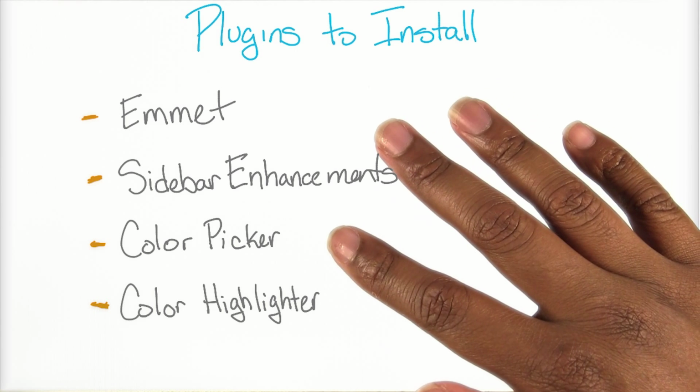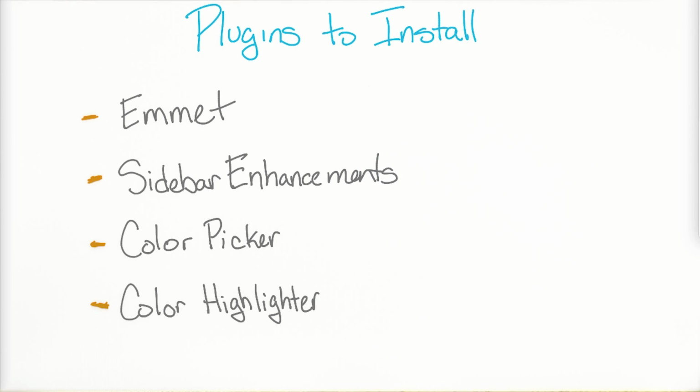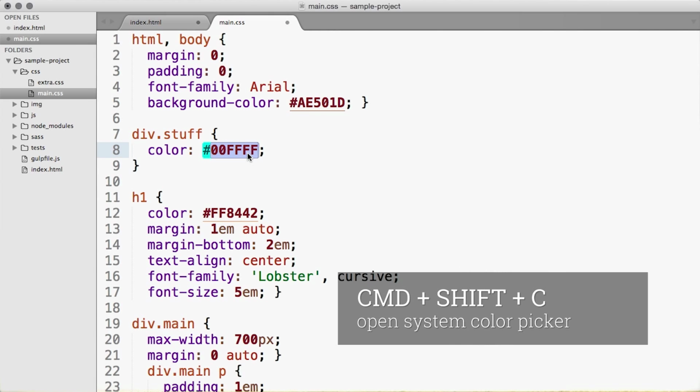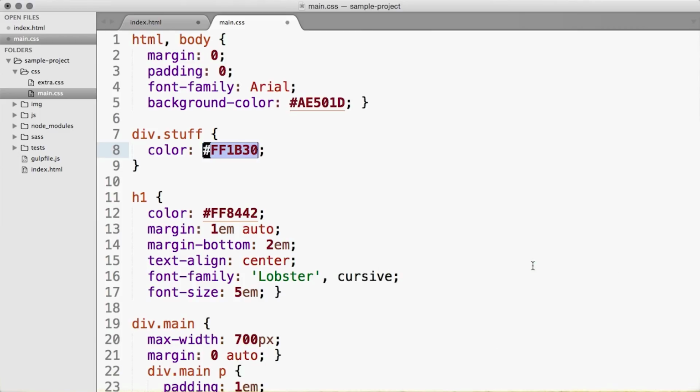But also some nifty stuff such as copying content as a data URI. Now these last two, Color Picker and Color Highlighter, work together to make editing and working with colors in CSS much easier. Pressing Command-Shift-C opens the system color picker and allows you to quickly choose a color. And when the cursor is placed in or around an existing color, picking a new one will update it. The highlighter outlines or underlines colors it finds in your CSS with a preview, so you always have an idea what you're looking at.